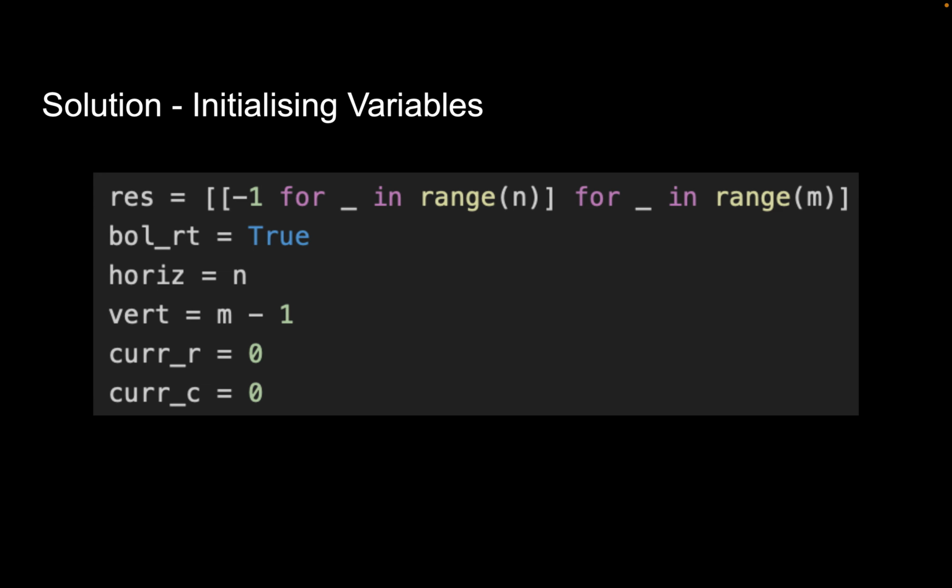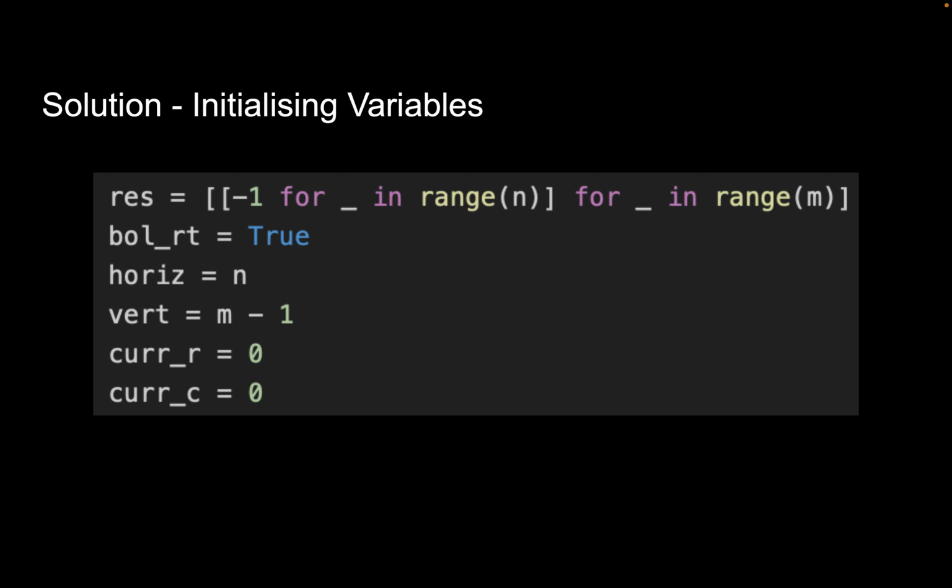So let's see how we can solve this problem using the code. First we create our result matrix, which will initially be set to -1 for all the rows and columns in the matrix. And then we create a boolean value called boolean right. This is a boolean value that will tell you whether you're going right-down or left-up.